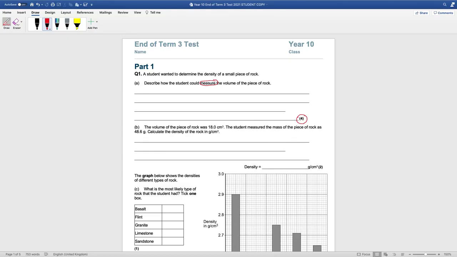Why a piece of rock? Because it's an irregularly shaped object. So key points in this: you will fill a Eureka can until it stops dripping. You will carefully lower your rock on thin thread.